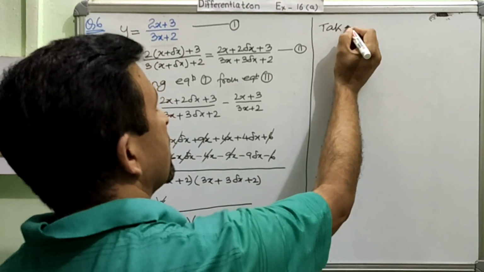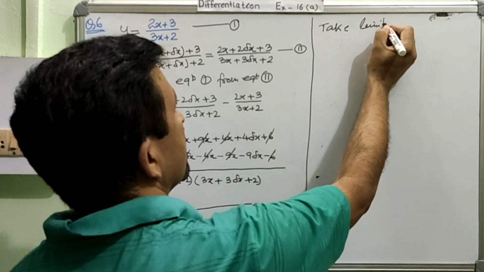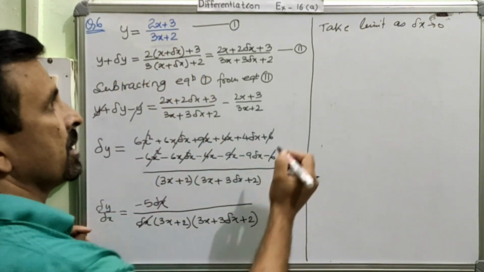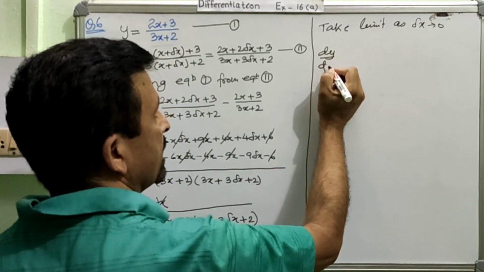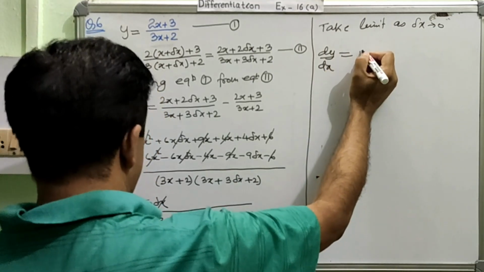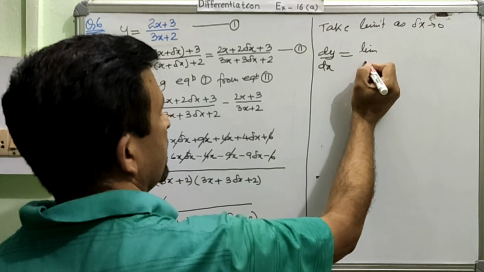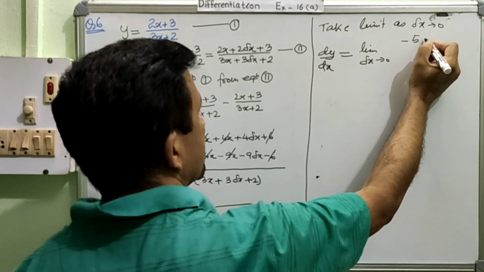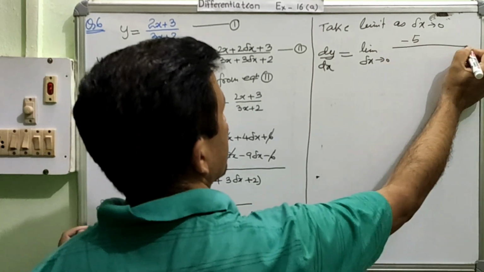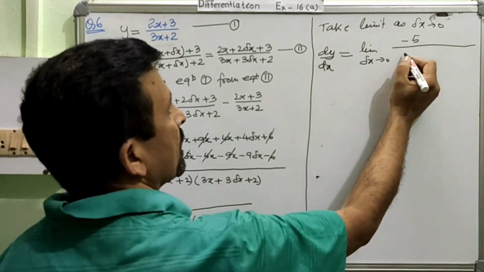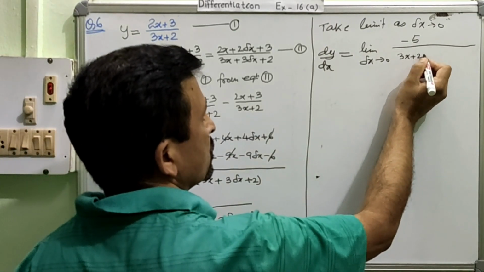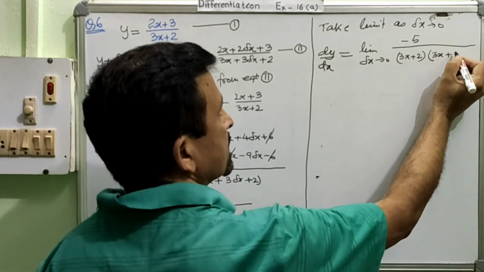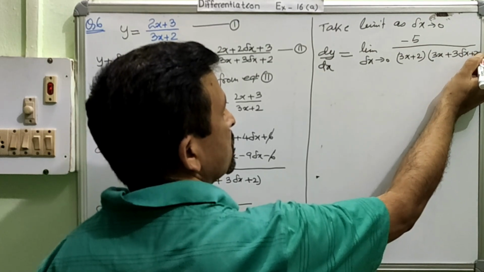Take the limit as Δx tending to 0. So left hand side will become dy/dx is equal to limit Δx tending to 0 of −5, only −5 in the numerator. In the denominator we are left with (3x+2) and then (3x+3Δx+2).